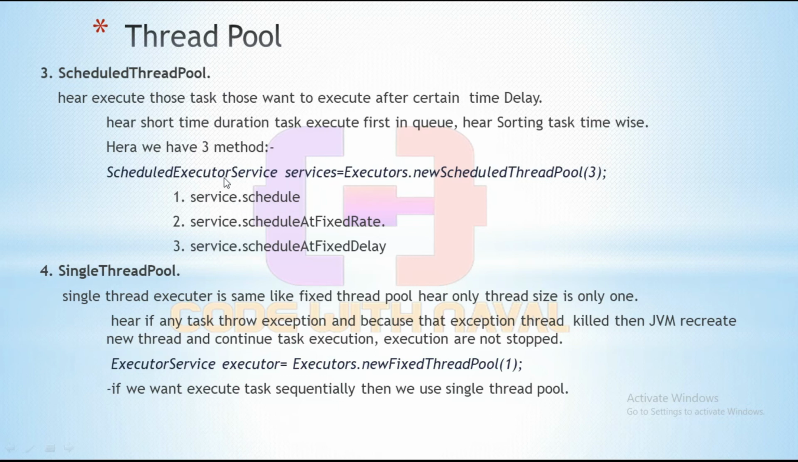This is the ScheduledExecutorService. Then the fourth one we have is the single thread pool. Single thread executor is the same as a fixed thread pool, but here the thread size is only one. In this example, we can simply use a new fixed thread pool, pass a single thread size, and it will become a single thread pool. Here if any task throws an exception and the thread is killed or terminated, then the JVM immediately creates a new thread and continues execution. It will not stop because of the thread termination. If we want to execute tasks sequentially, then we can simply use this single thread pool.